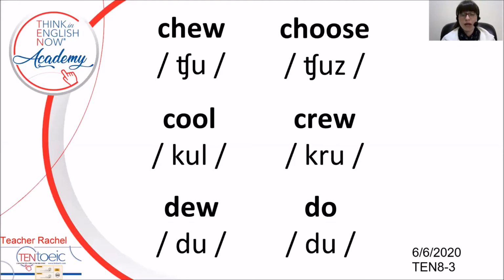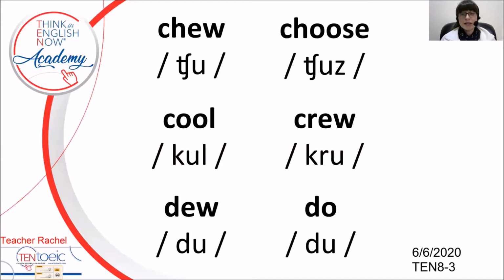Next, crew. This describes a group of people that work for the same thing. For example, an airplane crew. So all the people that work on the airplane are working together. The pilot, the ones who help you with your drinks, they're all called the crew. They all work together.